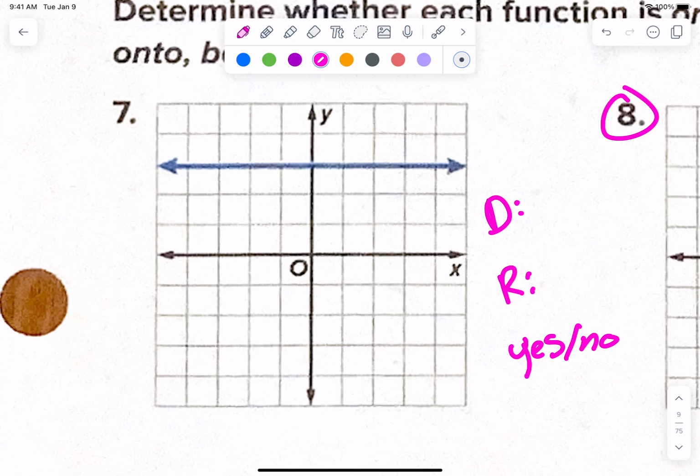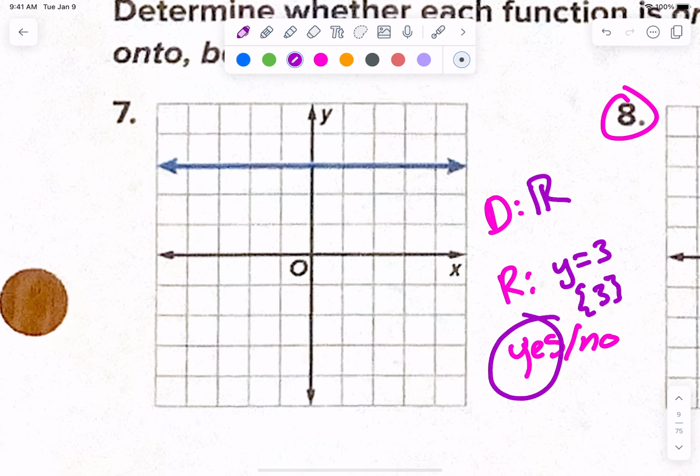All right, just really quick. Domain: left and right, it will go forever, so it is all real numbers. The range is 3, so you can put y equals 3, or you can put the set of 3. Some people put just 3. That's probably fine. I'll probably take it. Is it a function or not a function? Yes, it is. Okay, that's great.